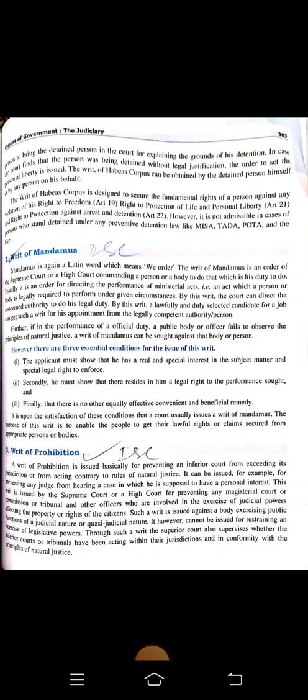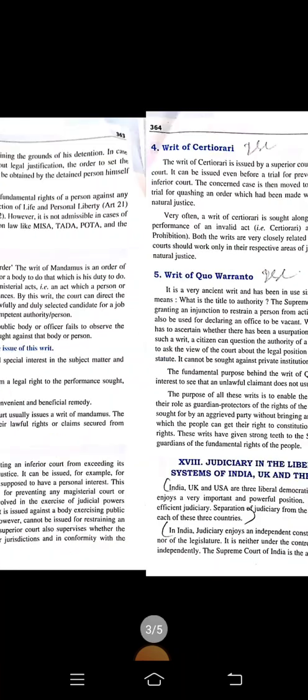Such a writ is issued against a body exercising public functions of a judicial or quasi-judicial nature. However, it cannot be issued against bodies exercising legislative power. Through such a writ, the Supreme Court also supervises whether the inferior court or tribunal has been acting within its jurisdiction and conforming with the principles of natural justice or not.